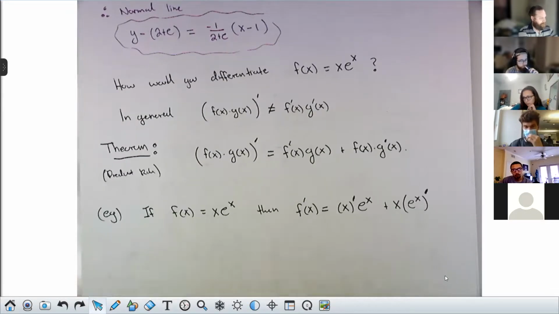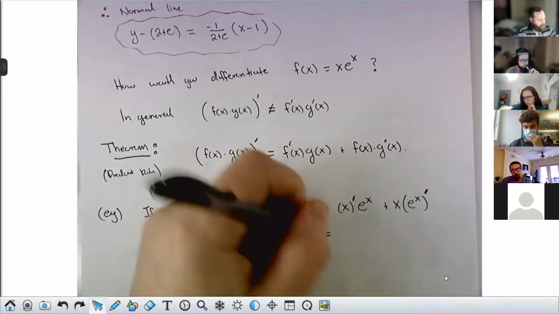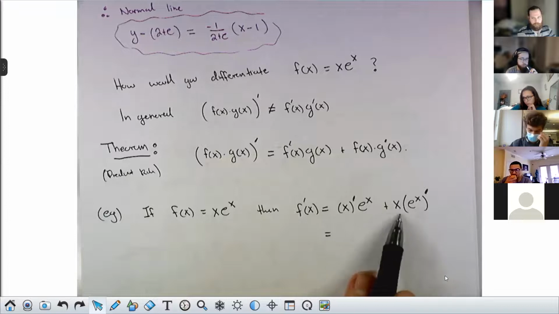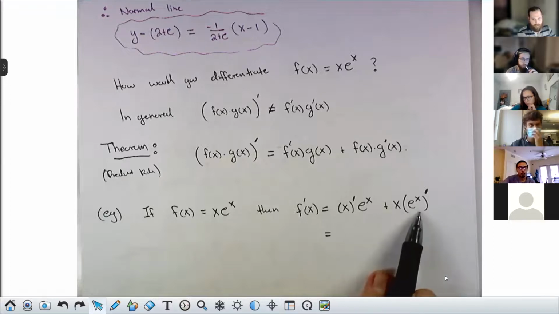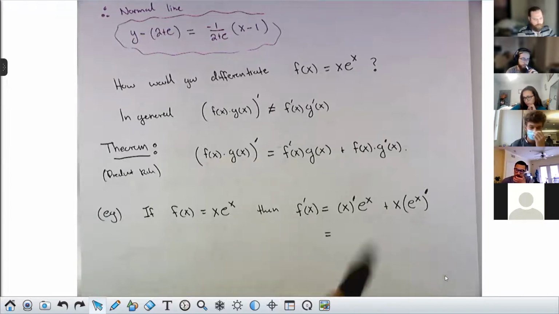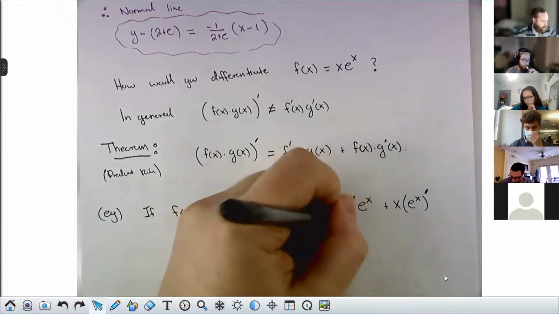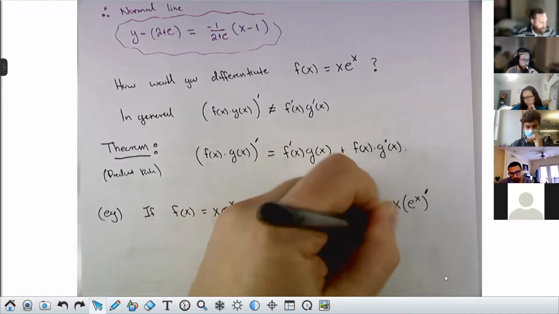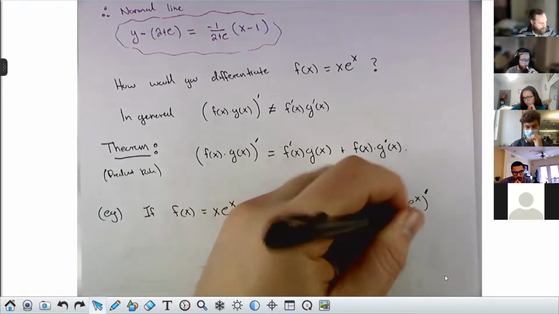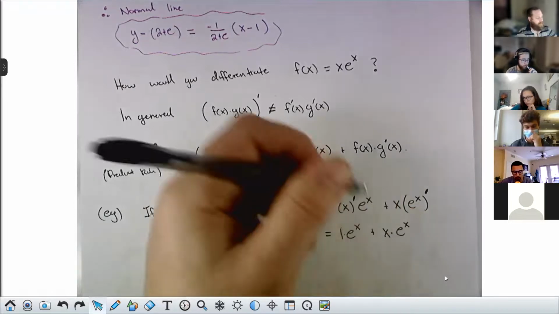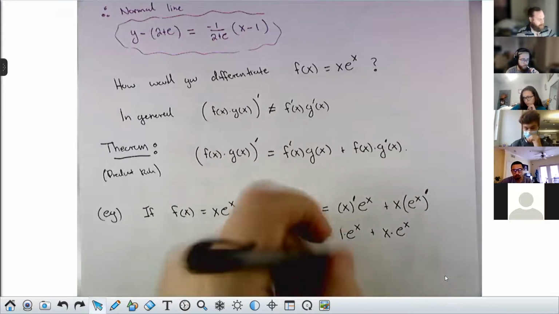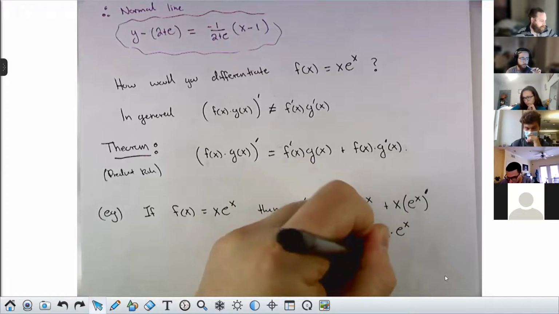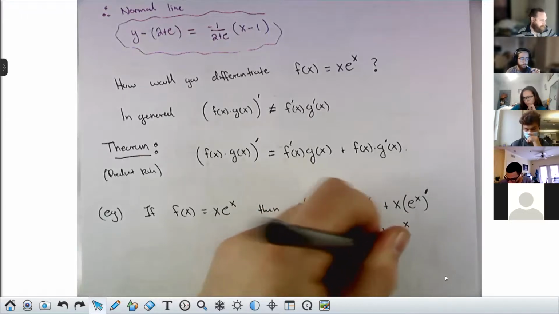So applying the product rule, we get derivative of the first times the second plus the first times the derivative of the second. And now we actually take the little derivatives. The derivative of x is 1, so this is 1 times e to the x plus x times the derivative of e to the x, which is e to the x. So in other words, the derivative of x e to the x is e to the x plus x e to the x.